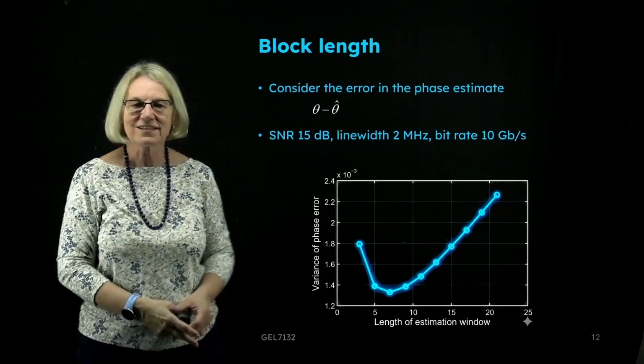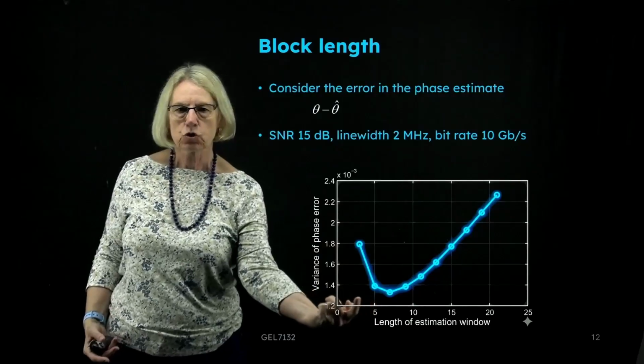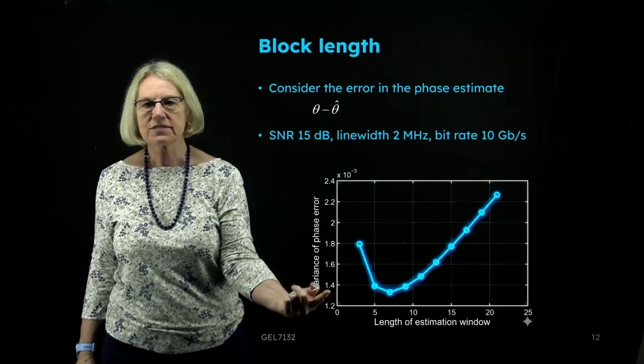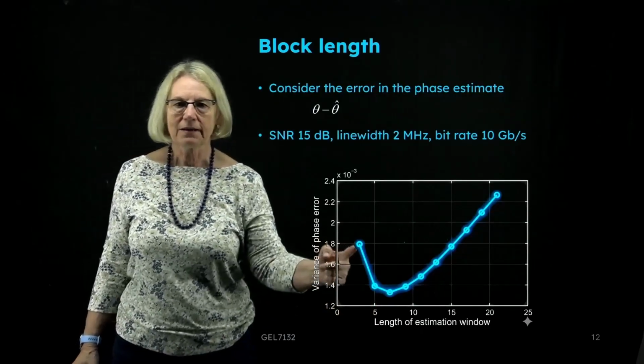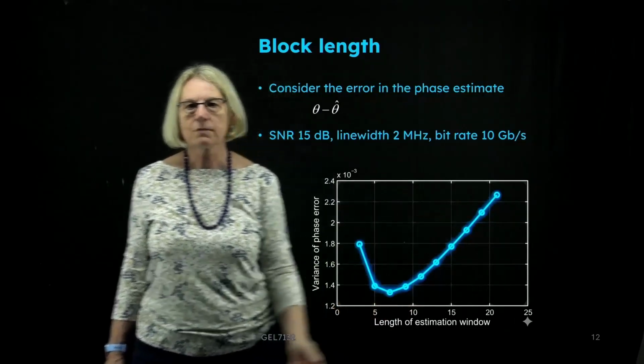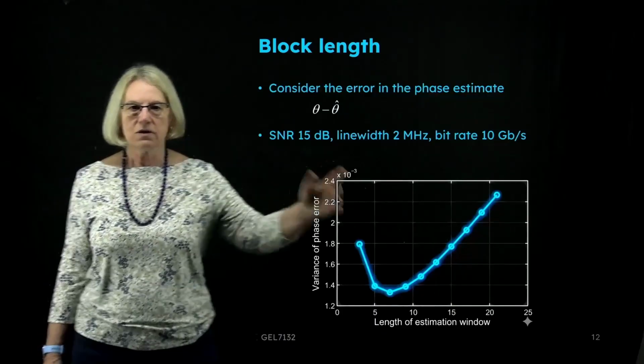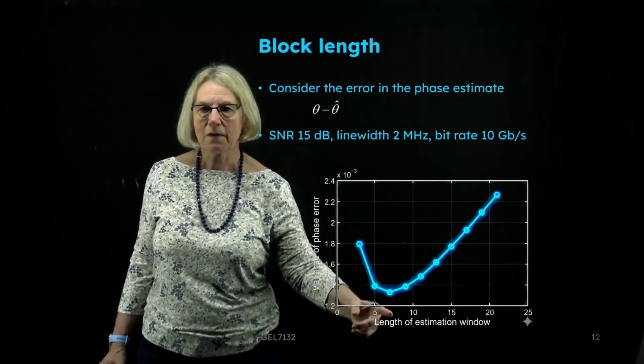The important thing is that I see a bowl. If the window is too short, I have so much noise I'm getting a bad estimate. I get a better estimate as I make it longer, but if I keep getting longer and longer, my assumption that the phase is constant is no longer valid. So you have to try and find this sweet spot.